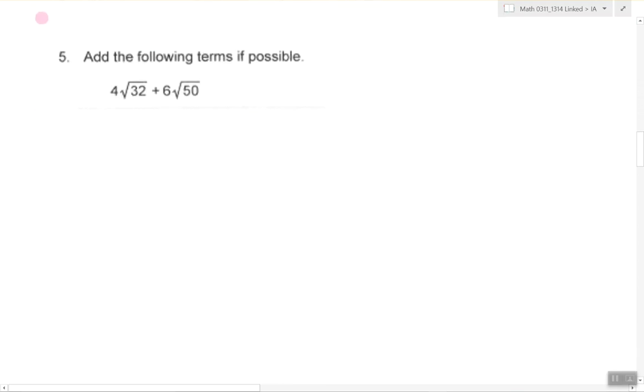All right, number 5. Right now I'm supposed to add these, and I can't because they're not like radicals. So I'll look at the first one, 4 times the square root of 32. Now, because I've done this for a very long time, immediately when I think about 32, I come up with the factors 16 times 2. But many people would not come up with that because they don't do this on a daily basis.